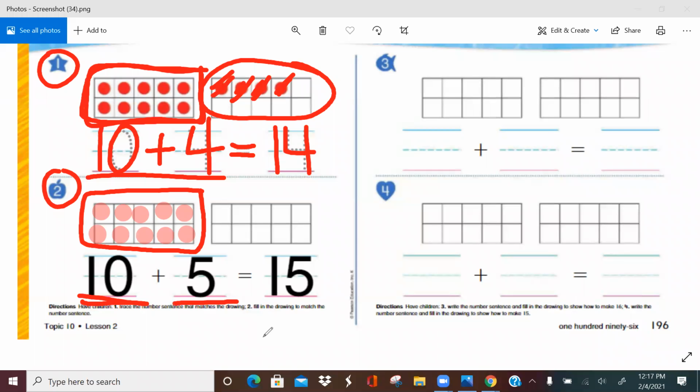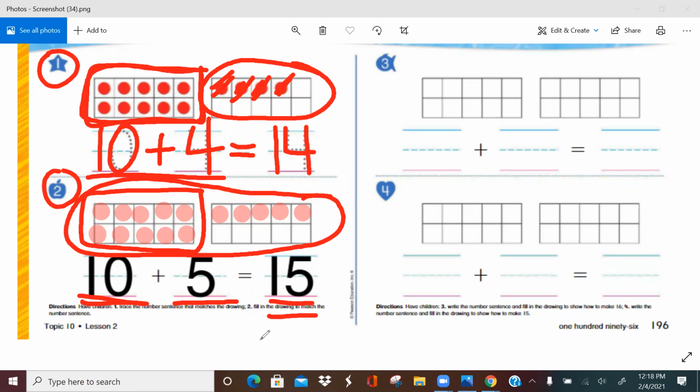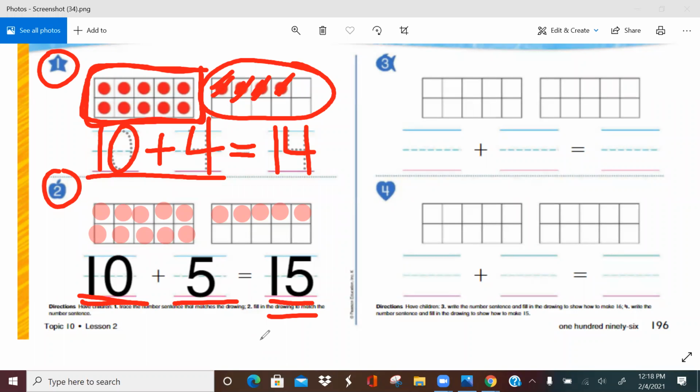Okay, how about this number? It's 5. So what do we do in the next 10 frame? 1, 2, 3, 4, 5. So this is what 15 looks like, because if we were to count it, we know that we have 10. We don't have to count it, and then we just count the remaining here. 10, 11, 12, 13, 14, 15. All right, let's look at number 3.